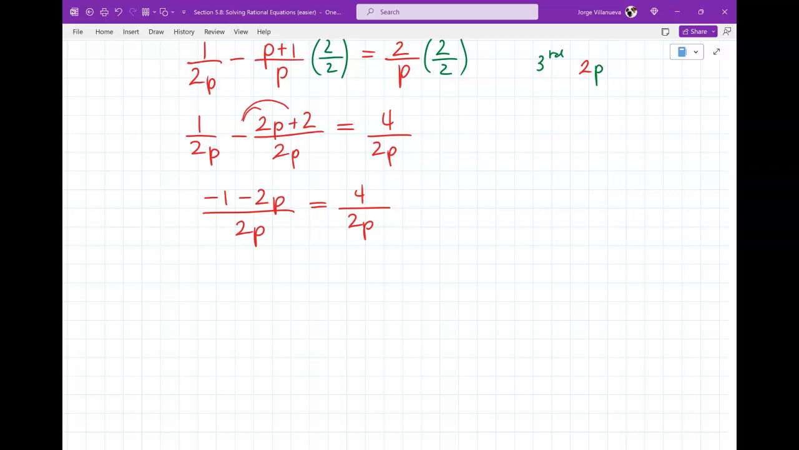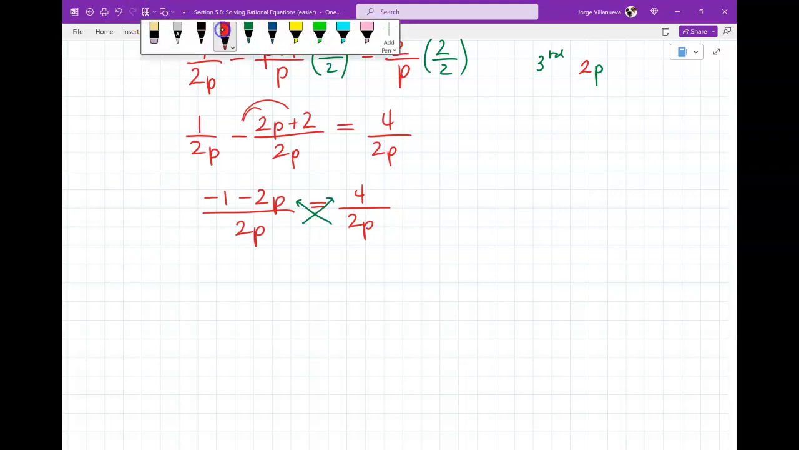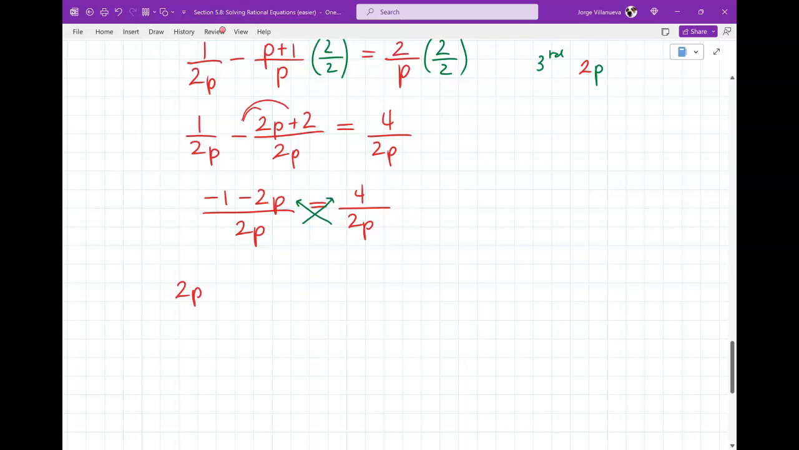Now, cross multiply. And it's going to look like this. 2p times (negative 1 minus 2p) equals 2p times 4. And like I told you guys before, once you do that, you can cancel out the denominators that you just put up there. So those are gone. Just rewrite your equation: negative 1 minus 2p equals 4.